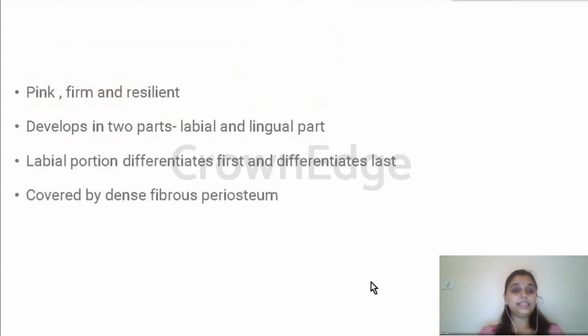And like I said before, the gum pad is firm and resilient. It develops into two parts. Now this is very important. One is the labial part and the lingual part. I think you know about the development of the tooth part in your oral histology lessons. So now that the gum pad is developing, there is one labial part and one lingual part. It is usually the labial part which differentiates first, and the lingual part differentiates later. Because they both differentiate at a slightly different time period, you have one more landmark coming up there, and it is then covered by a dense or fibrous periosteum.